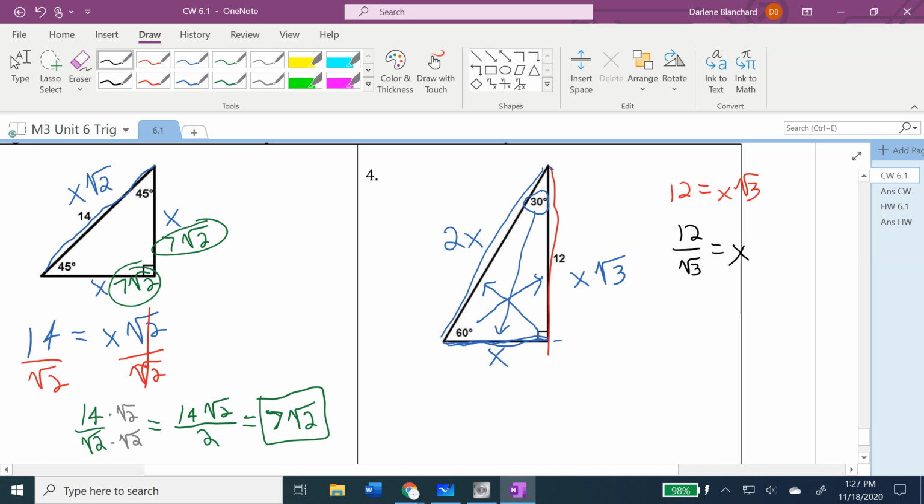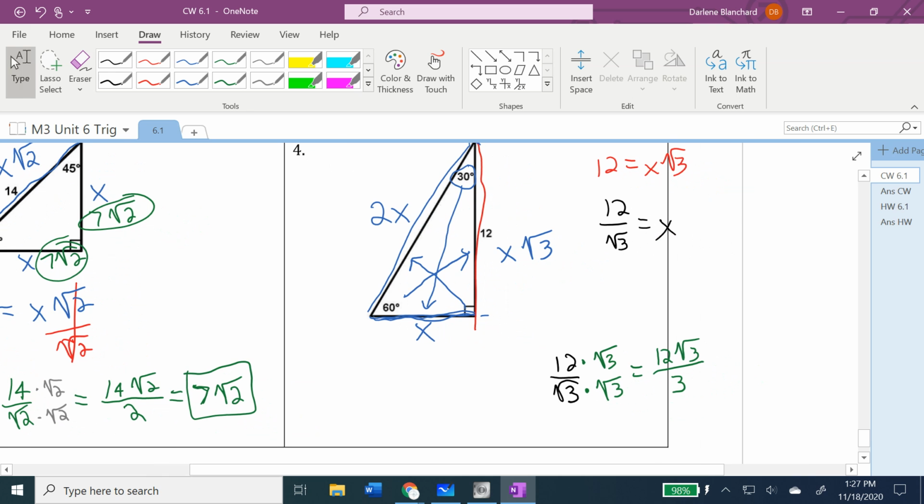know that the answer is going to be written so that you don't have a square root in the bottom. So take the number, multiply the numerator and the denominator by whatever the square root is in the denominator. And then check to see if you can simplify. 12 divided by 3 is going to give us 4. And then 4 root 3 is the simplest way that it's going to be written. So that's what x is equal to.